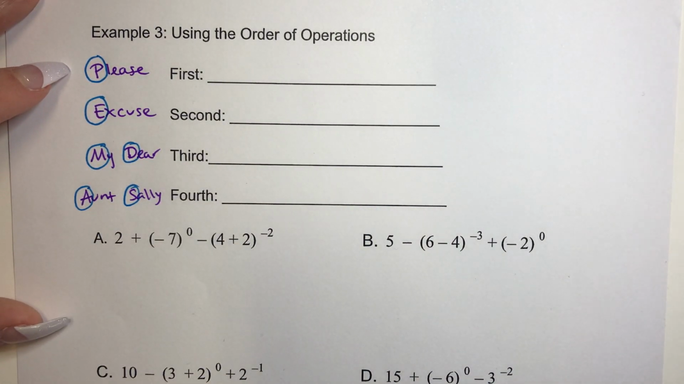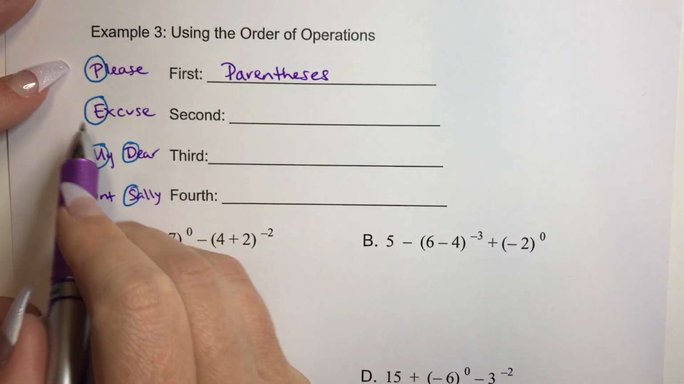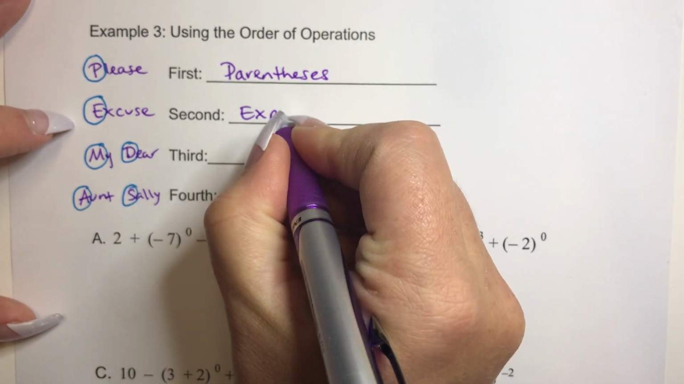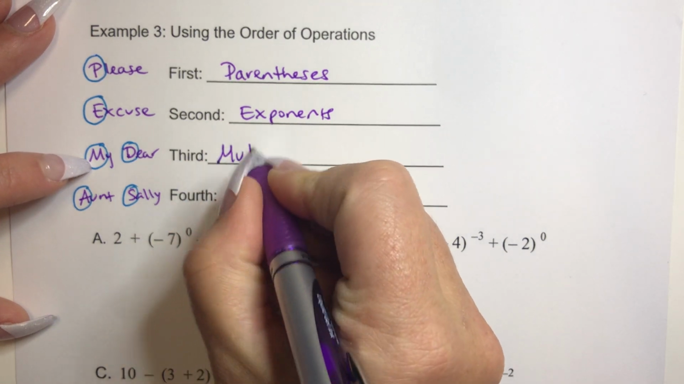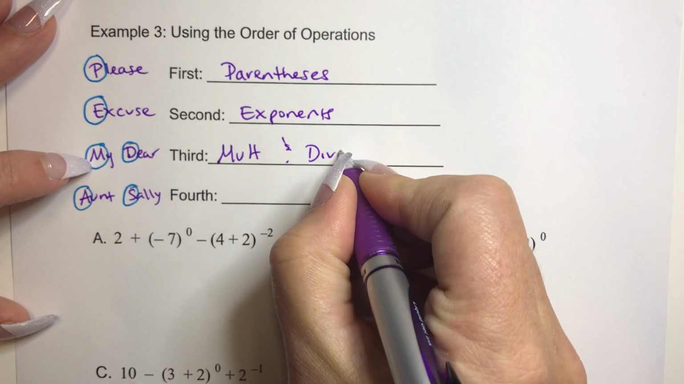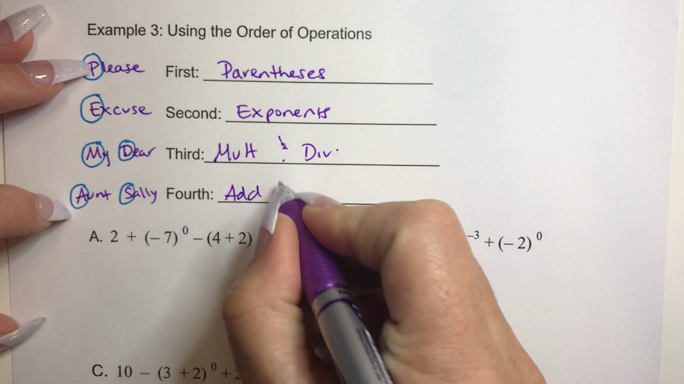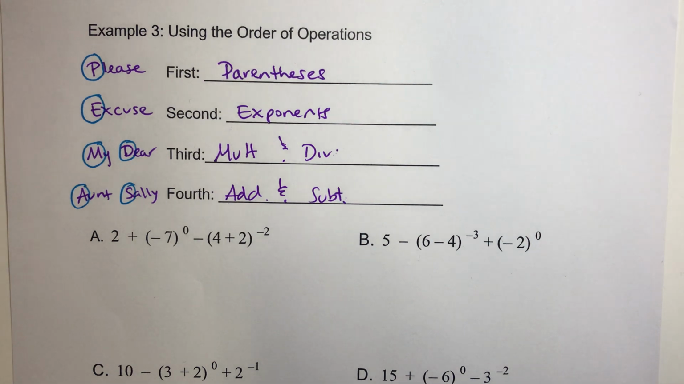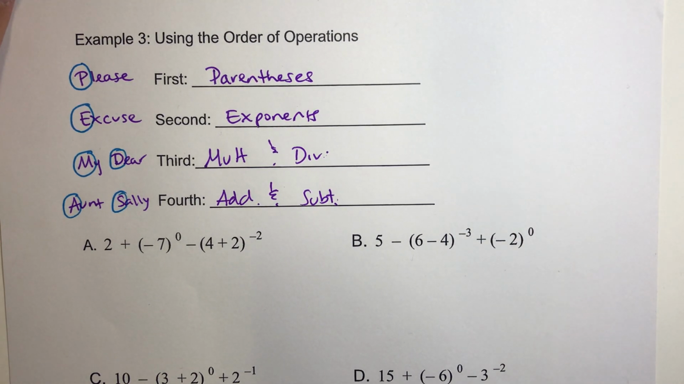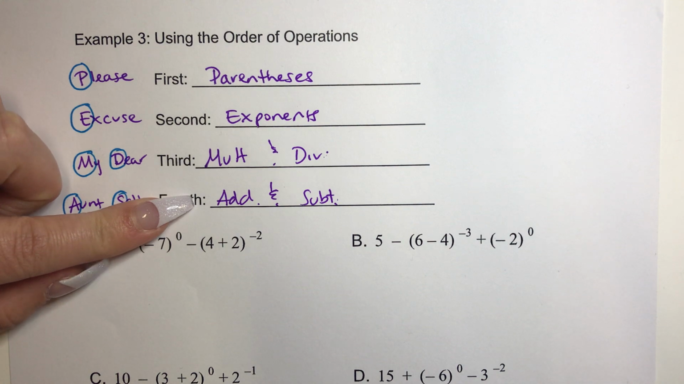So P is for parentheses. E is for exponents. M and D, can you guess it? It's for multiplication and division, just going from left to right. A and S is addition and subtraction. So this is just talking about the order in which we're supposed to do mathematical operations to get the right answer. So parentheses first, then you do exponents, multiplication and division, followed by addition and subtraction.